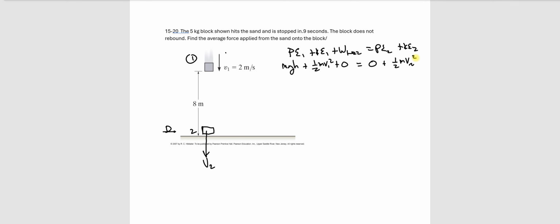Now, I don't have a calculator on me. I'm going to let you folks work this out. It's an almost trivial calculation here. The masses divide out. You go ahead and put in 9.8 meters per second squared, 8 meters, 2 meters per second. Don't forget to square it. Solve that for V2, and you're going to get some number out of that, no doubt.